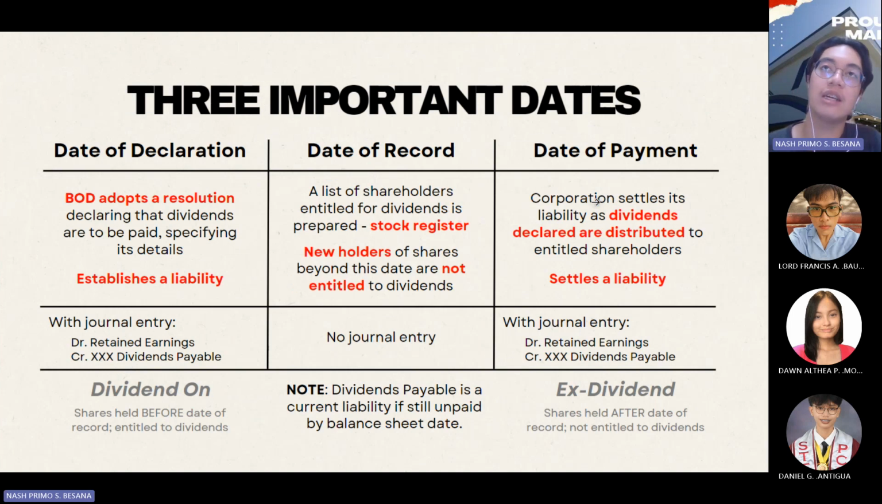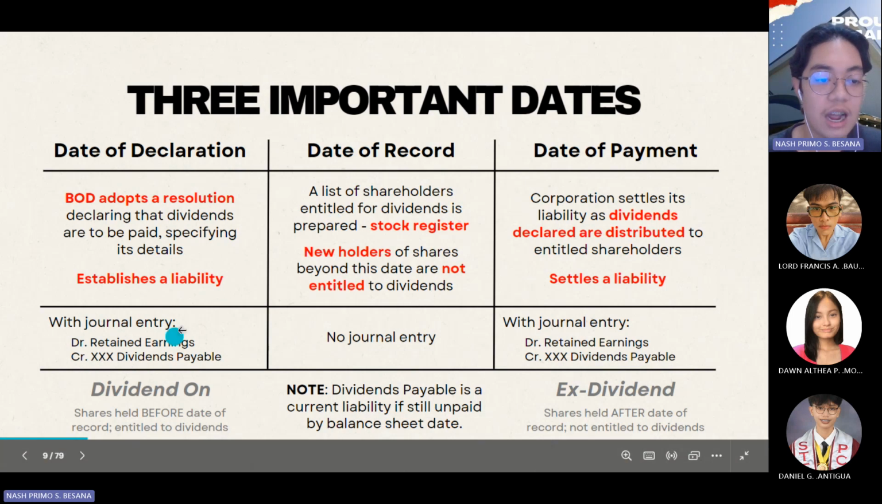Now, kapag dividends kasi yung pinag-uusapan, we have three important dates to remember. First is yung date of declaration, wherein the board of directors adopts a resolution declaring that dividends are to be paid, specifying its details. So dito nila in-announce na magde-declare kami ng dividends on that certain date, how much, anong type of dividend, ganon. And this establishes the liability. So, hindi sa date of payment or date of record tayo nag-recognize ng liability, but at the moment pa lang na in-announce ni Board of Directors na merong dividend silang ibibigay, liability na agad yon.